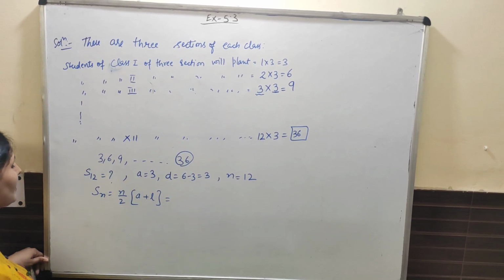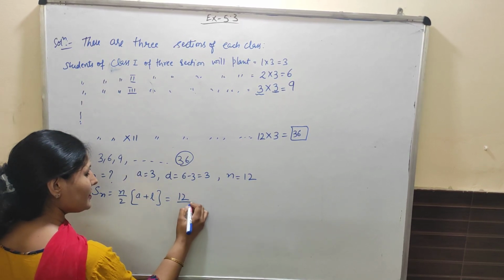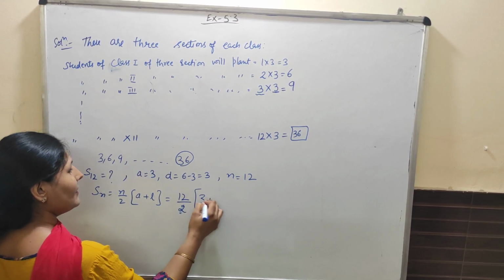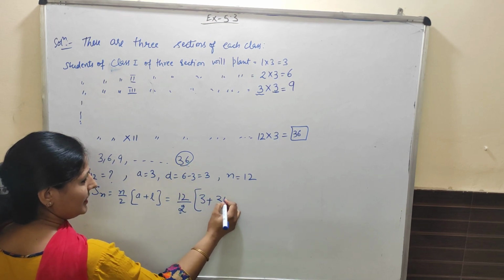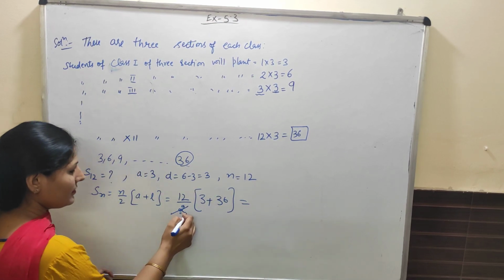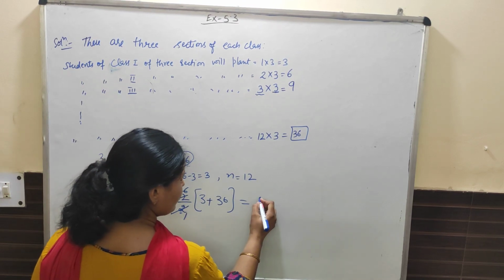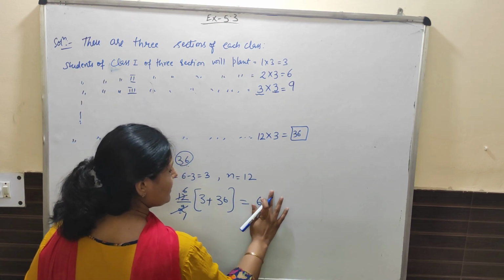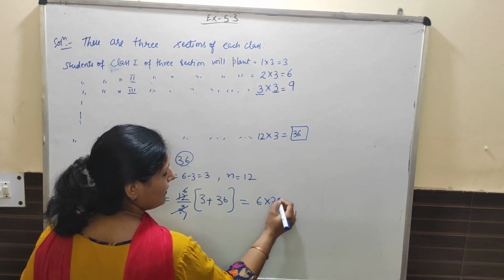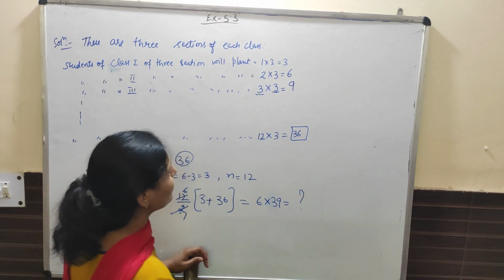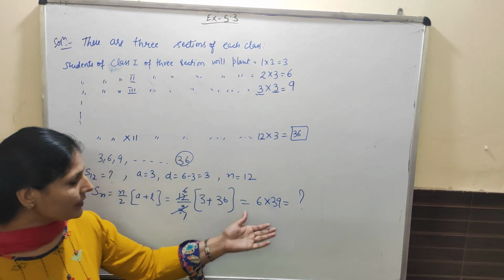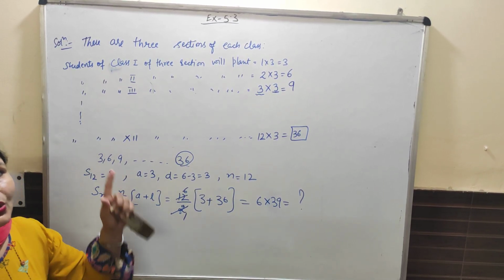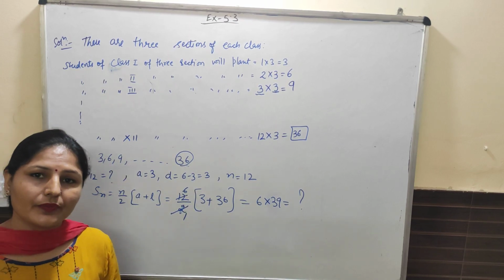Put all values over here. n is 12, which gives 12 by 2. a is 3 and the last term is 36. Then solve it. Cancel by 2, we get 6, and 36 plus 3 is equal to 39. And 6 into 39 will be our answer. That is the total number of trees planted by all the sections of the school. Is it clear?